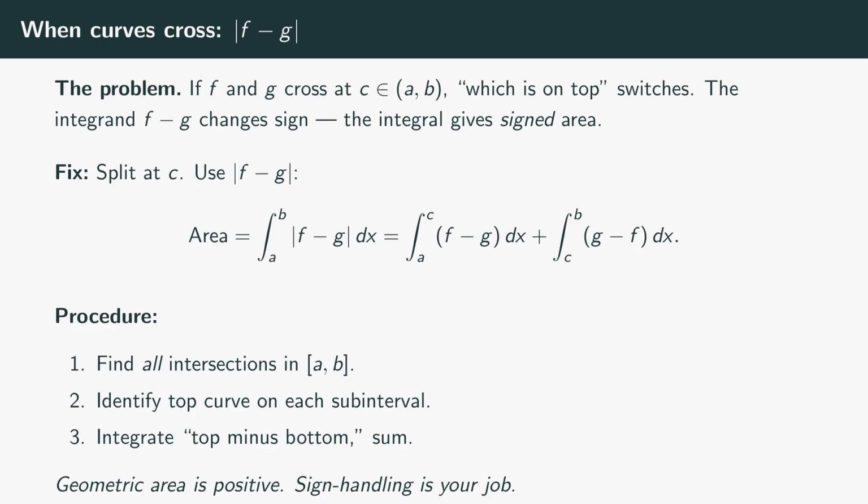So the procedure is: find all intersection points in the interval from a to b, not just the endpoints. In each subinterval between consecutive crossings, identify the top curve by plugging in a test point. Integrate top minus bottom on each subinterval. Add up the pieces. Geometric area is always positive. Signed area can be negative or partially cancelled. We want geometric area, so we handle signs piece by piece. This is the one thing students forget.